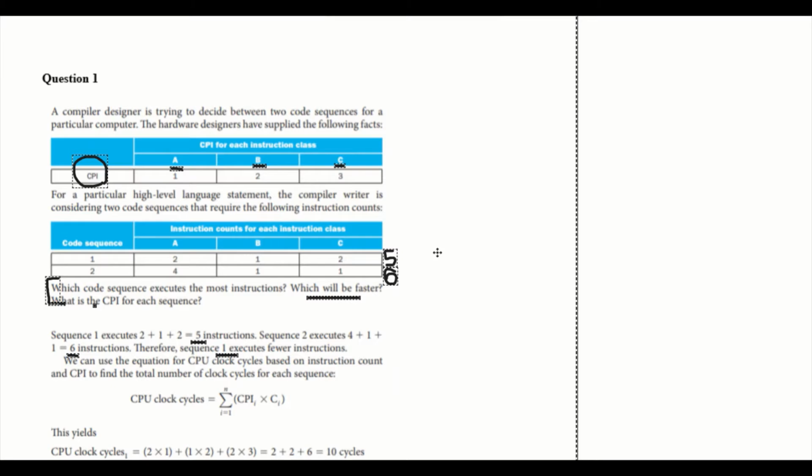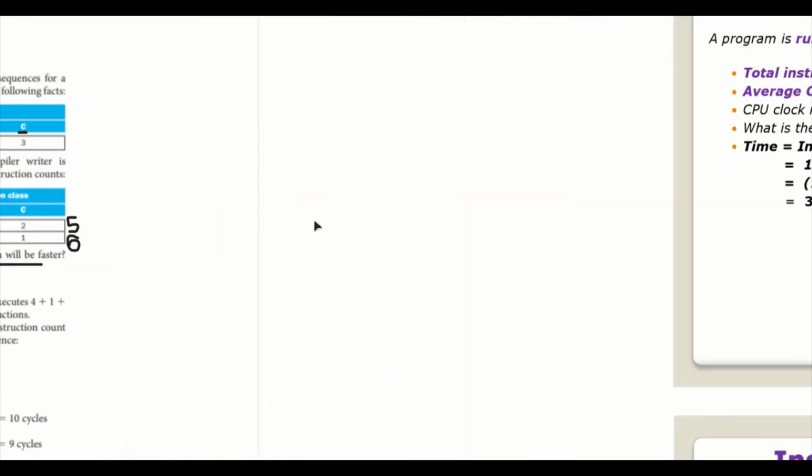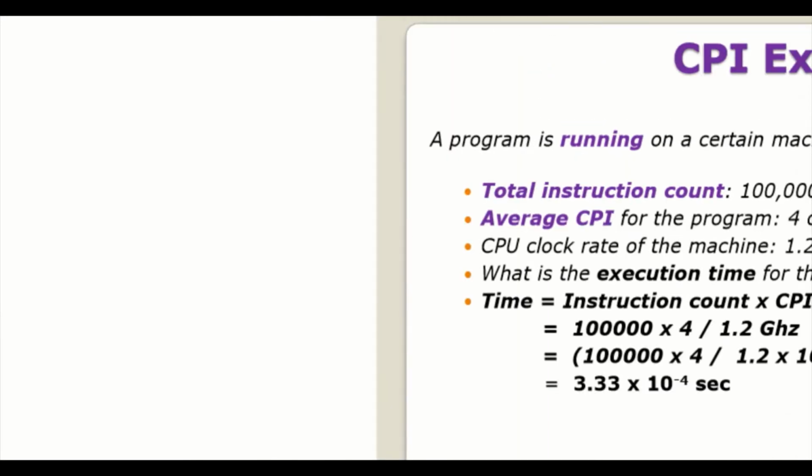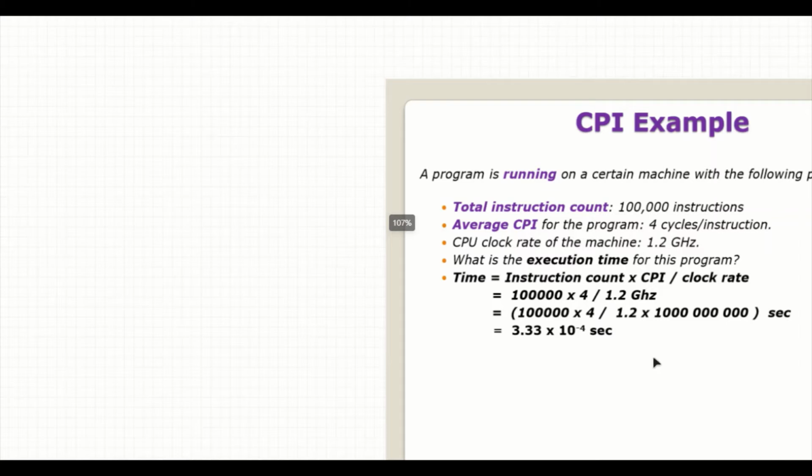Details of the clock rate is not given because, can you see the formula? If I want to calculate the size, I should know the instruction count. I have CPI, I am able to find that out. Clock rate, I don't have clock rate.